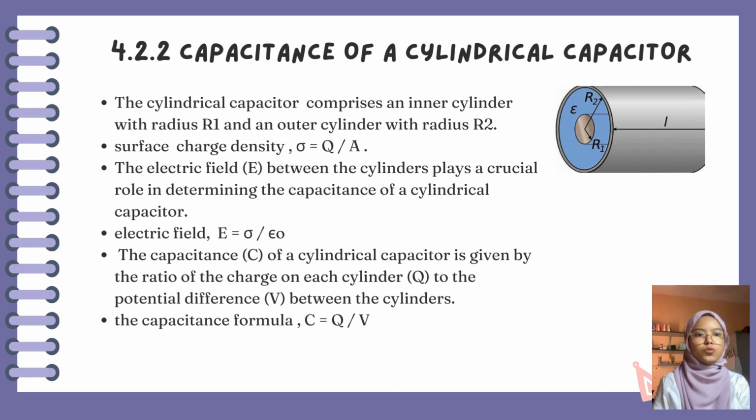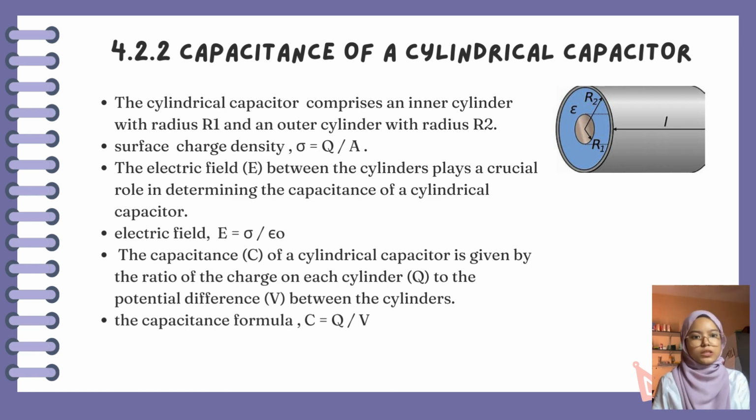The electric field between the cylinders plays a crucial role in determining the capacitance of a cylindrical capacitor. The electric field can be calculated using the formula E equals sigma over epsilon naught, where E represents the electric field, sigma is the surface charge density, and epsilon naught is the permittivity of the dielectric material.